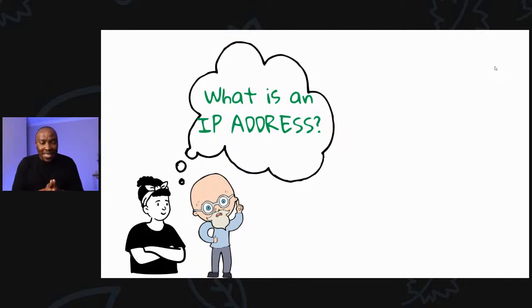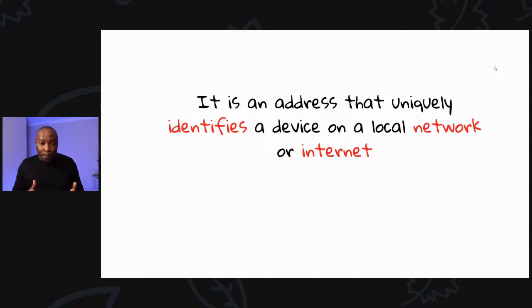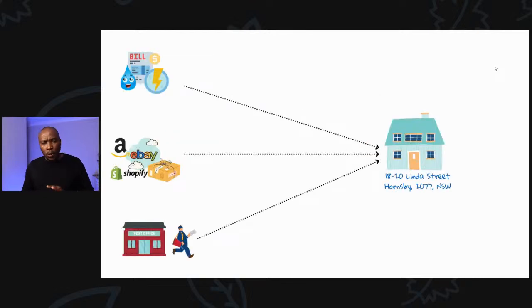So what is an IP address? In its simplicity, an IP address is basically an address that uniquely identifies a device on a local network. Now, this might not make much sense. So I'm just going to take us back to what we know and what we deal with on a day-to-day basis. I'm sure many of us, if not all of us, have a residential address, where we go to sleep at night.